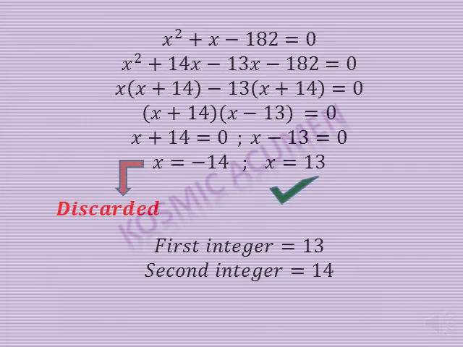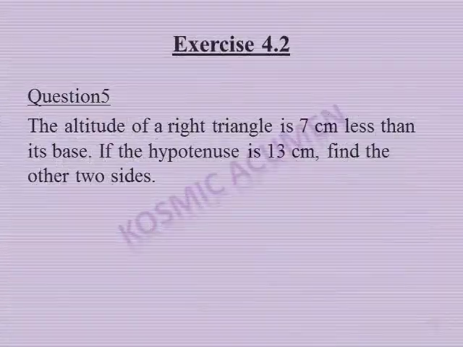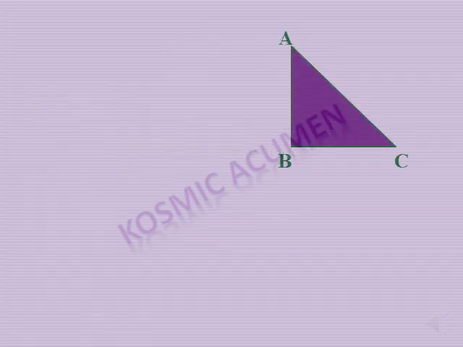Now coming on to the next question: the altitude of a right angled triangle is 7 centimeters less than its base. If the hypotenuse is 13 centimeters, find the other two sides. Now here they're talking about a right angled triangle, so let us assume ABC to be a right angled triangle. We have taken side AB to be the perpendicular and side BC to be the base here.